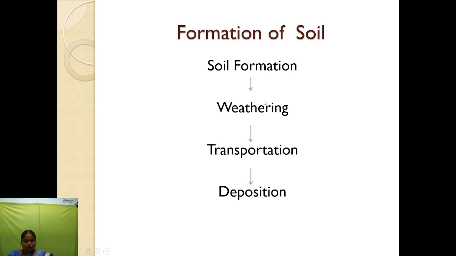Next is the formation of soil. Soil is formed through weathering, transportation, and deposition. Soil formation by weathering has two different classifications: transported soil and residual soil. Transported soil is moved from one place to another, and residual soil is formed in the same place.